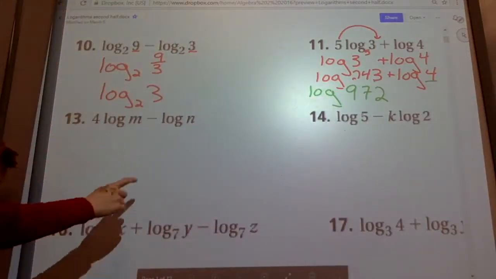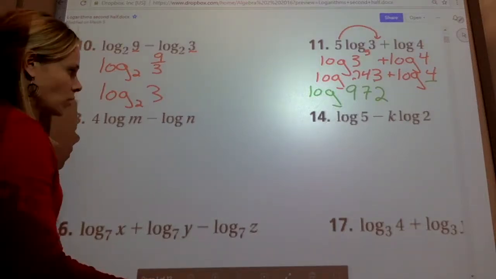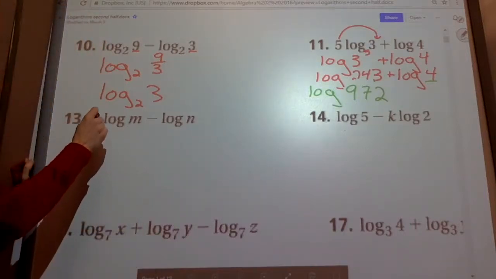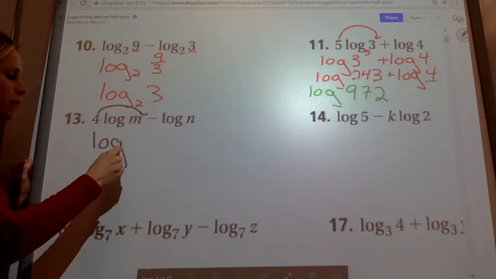Let's jump down here. Again, I'm going to subtract these logs. Can I use my subtraction property yet? No. What do I have to do first? Very good. I have to move this 4 back as an exponent. I can't have anything in front of that log.